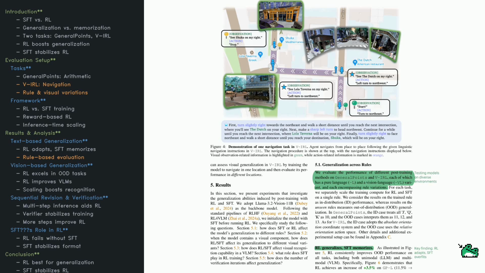RL consistently outperforms SFT when tested on unseen variations, meaning it actually learns adaptable strategies rather than just memorizing training data. This is especially true in multimodal tasks that require both textual and visual understanding. In short, RL's flexibility allows it to succeed in novel situations, while SFT struggles when the environment changes.